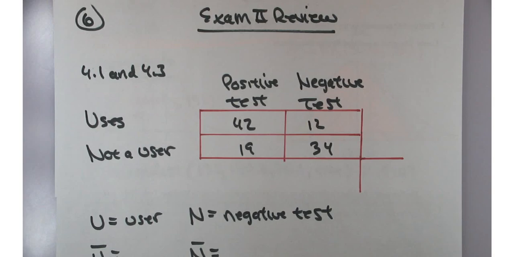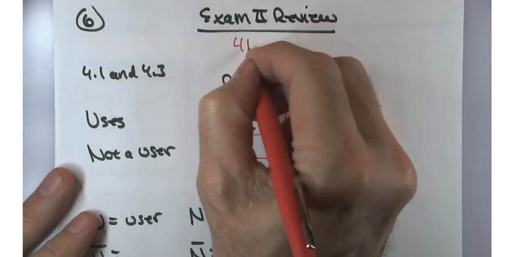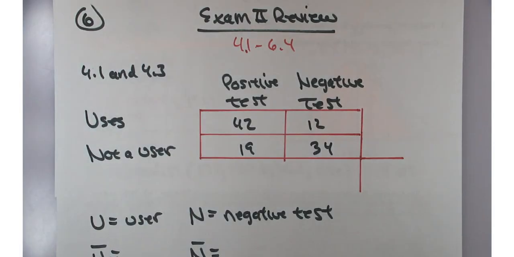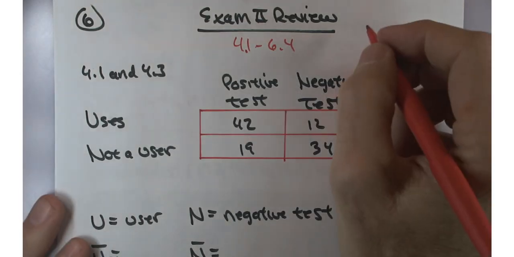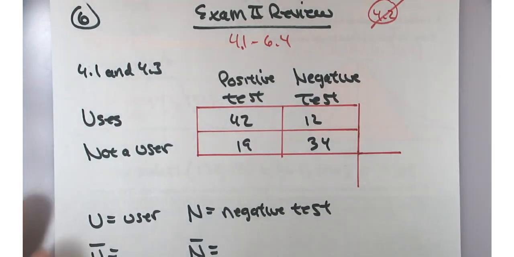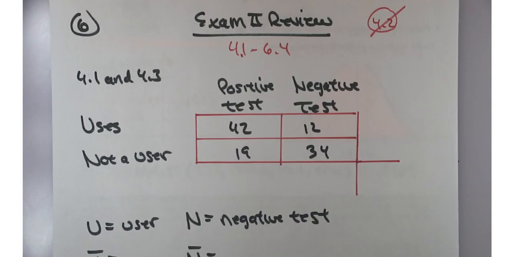So when writing this test, I had to consider how much material you have. Test 2 is going to go from 4.1 to 6.4, and there's just more stuff there than I can reasonably test. So one of the things I'm going to tell you right now is 4.2, which you guys really didn't like. I'm not going to be testing on 4.2, so you can concentrate on some other things. But let's take a look.